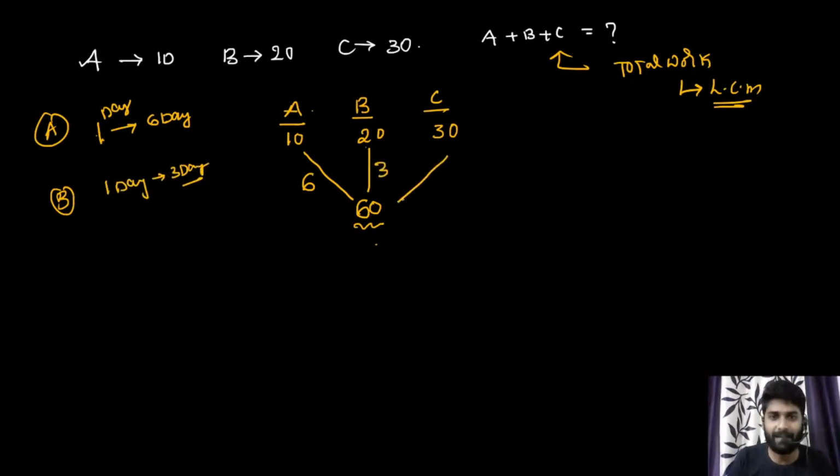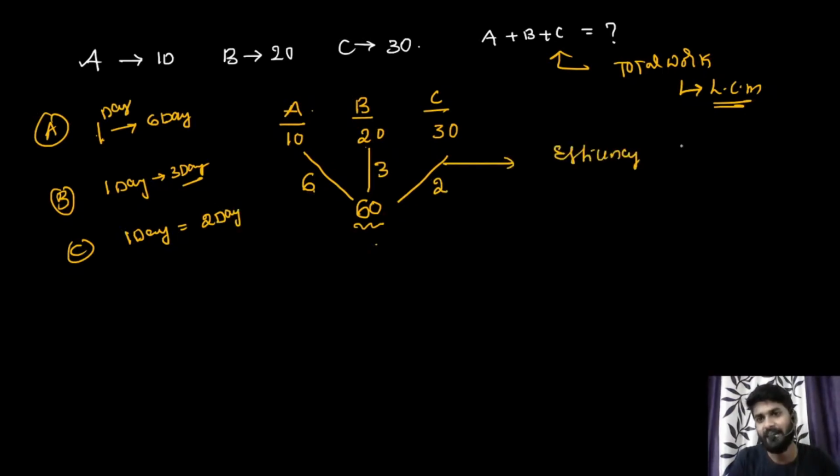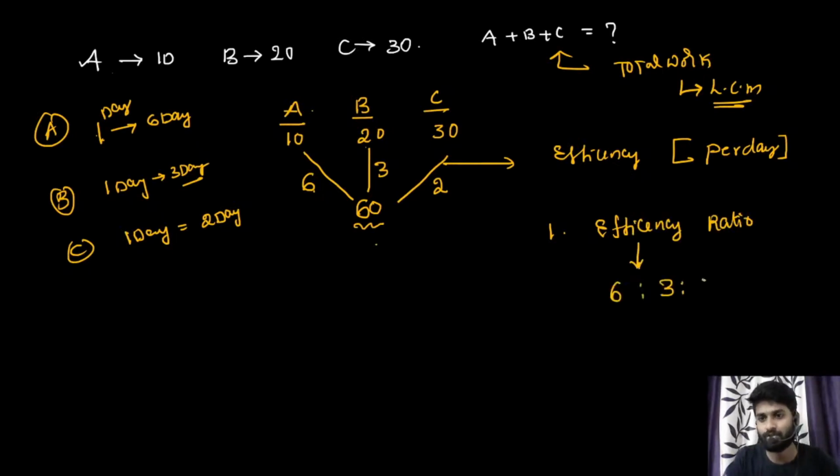Now, C can complete 60 days of work in 30 days, which means C's one day work is exactly equal to 2 days of work. So this is 2 units. Now see guys, these 6, 3, 2 I can say as efficiency. Efficiency we always calculate per day. Sometimes they ask, what is the efficiency ratio? The efficiency ratio is exactly given as 6 is to 3 is to 2.